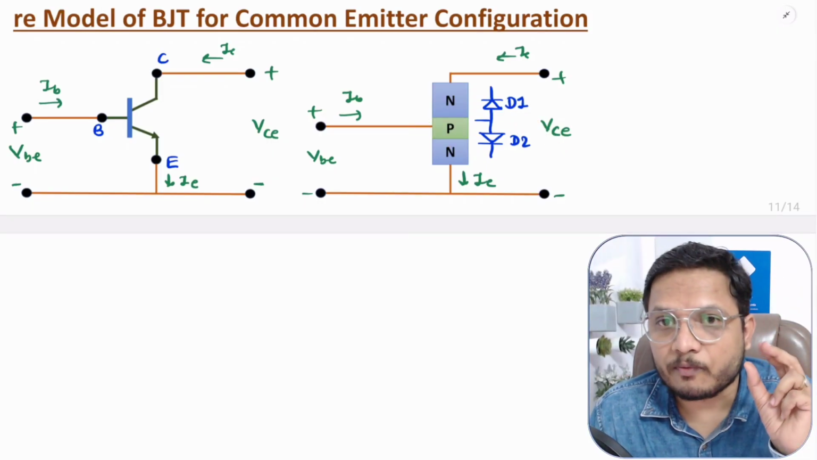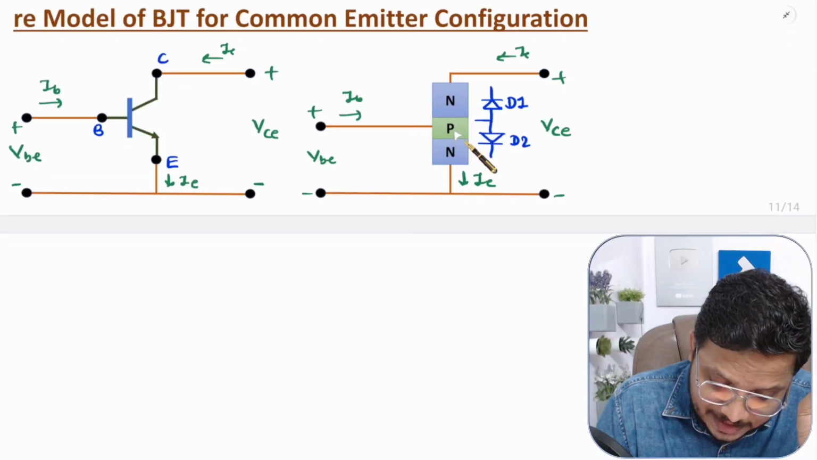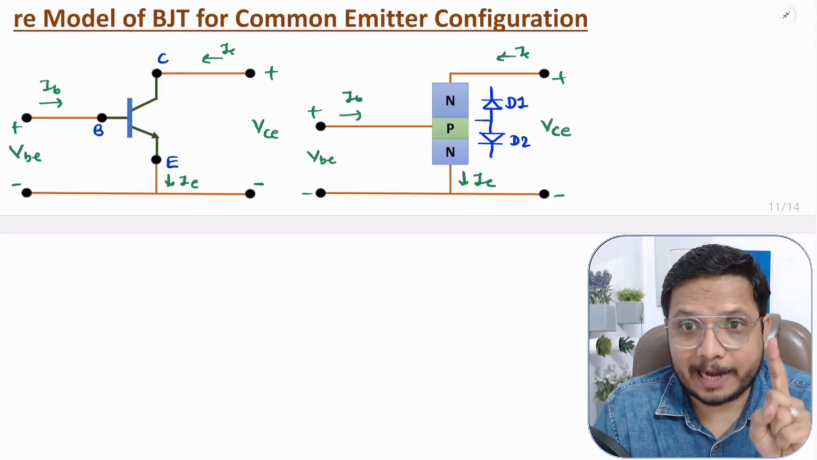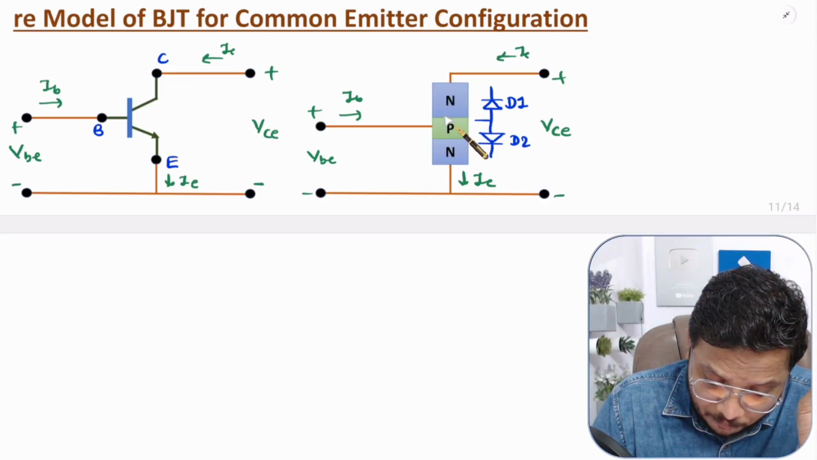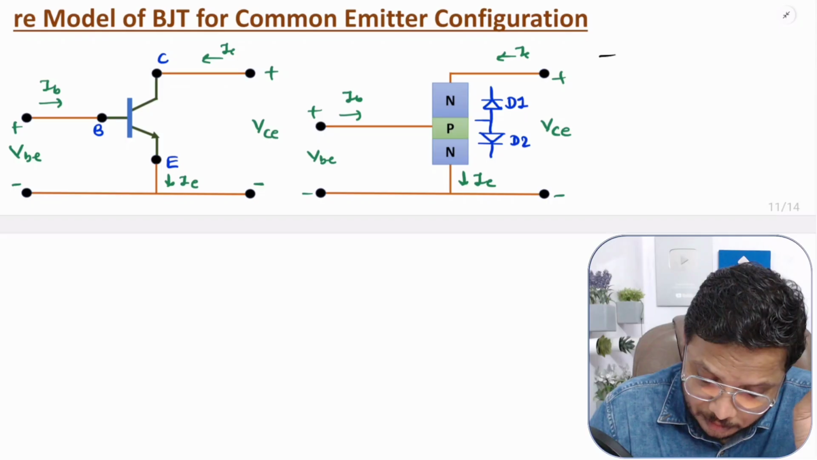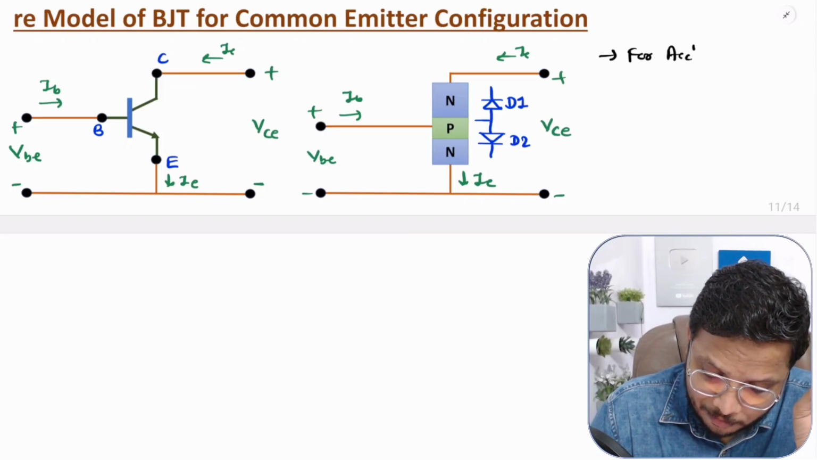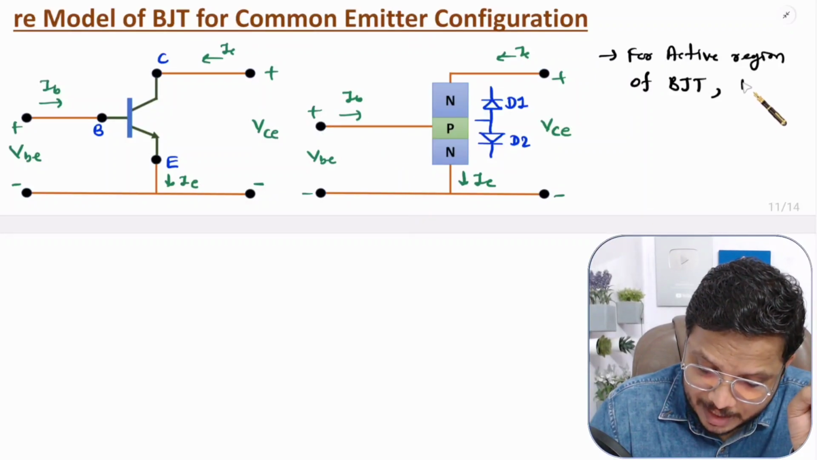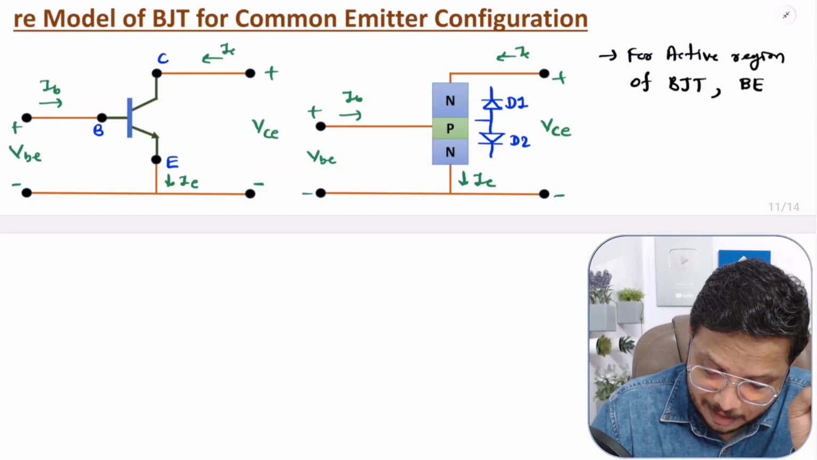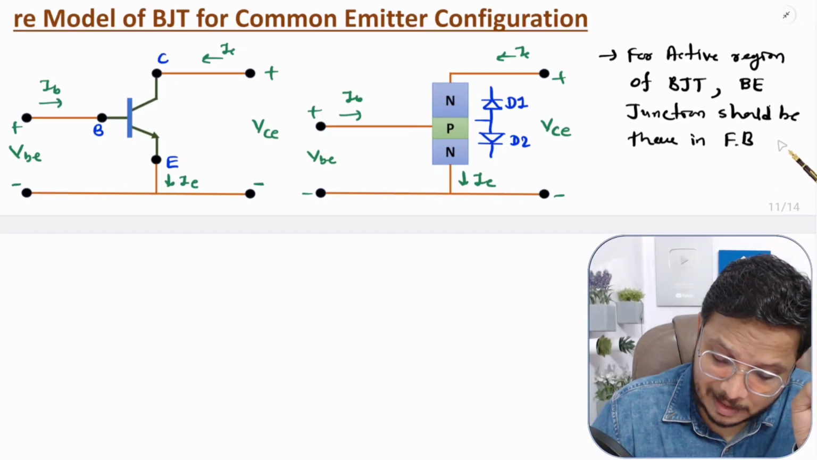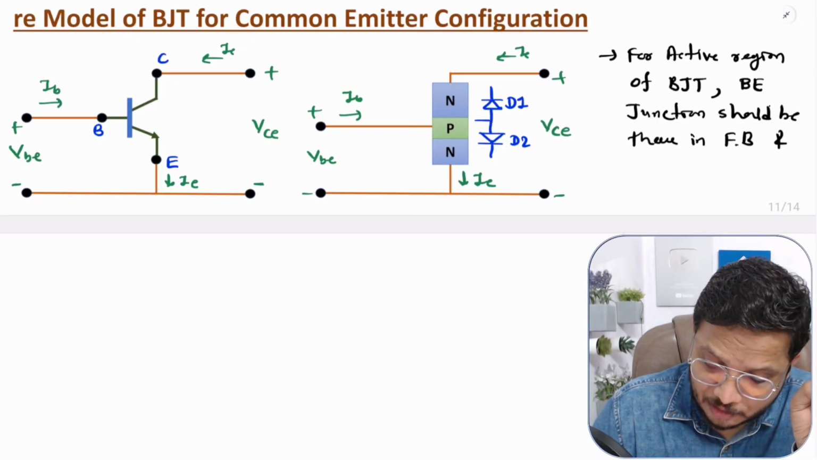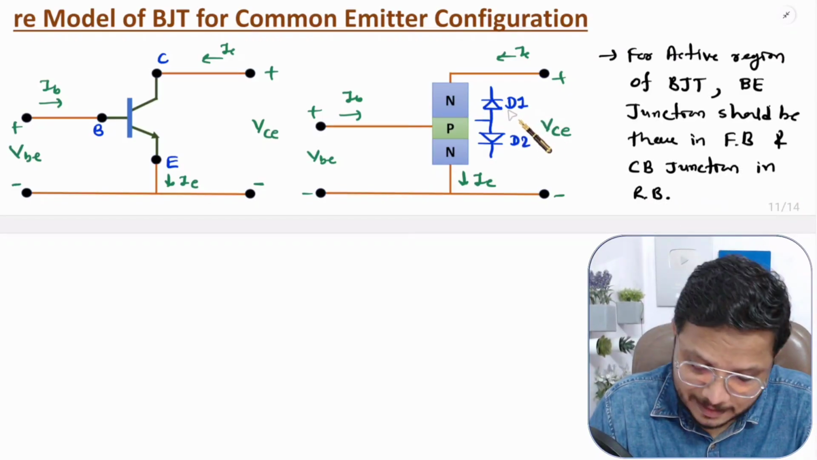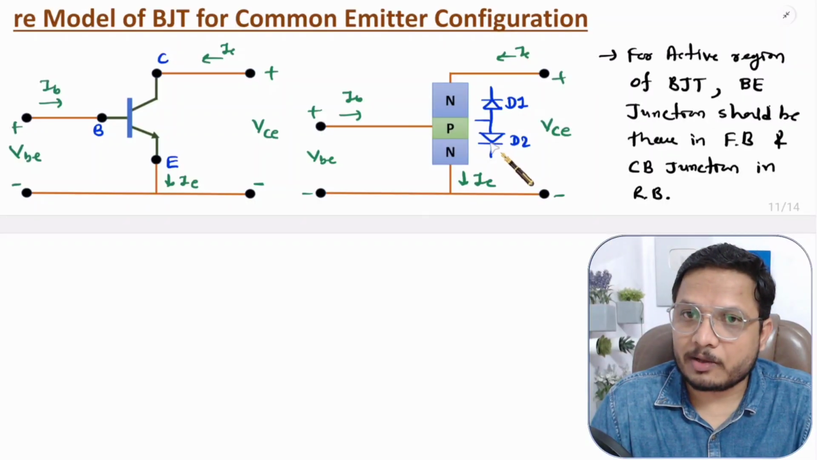For AC analysis, this BJT should be in the active region. Let me note it down. For the active region of BJT, the base emitter junction should be in forward bias, and the collector base junction should be in reverse bias. So D1 will be in reverse bias, and D2 will be in forward bias.